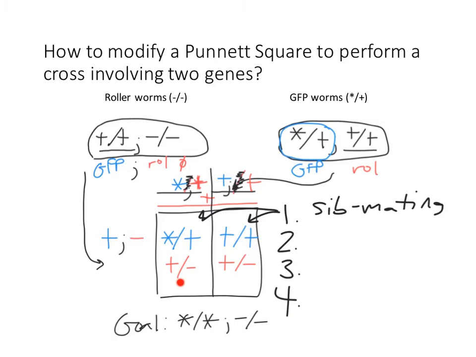Cross a brother and a sister together. Will that make us any individuals that have two asterisks and two minuses? That's the goal. If you have a dihybrid and you self it, will you make that genotype? What do we need to do to find out? Let's start with that cross. Let's self this individual. What do we need to do? What technique do we use to figure out what sort of genotypes it will make when it selfs?